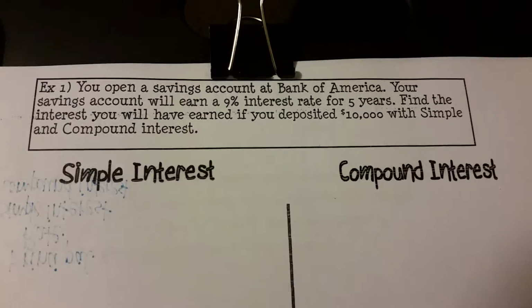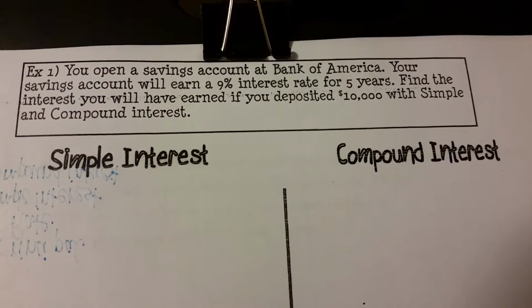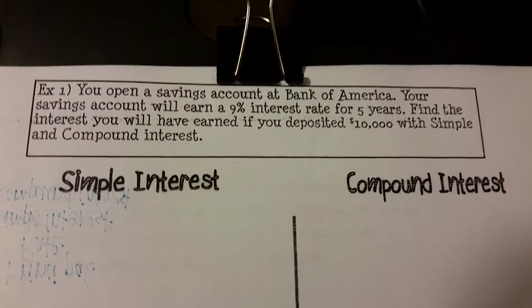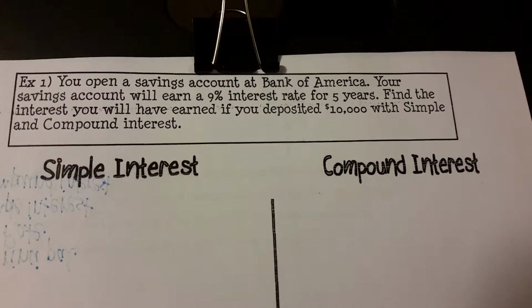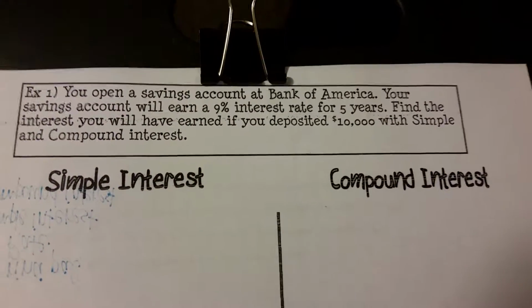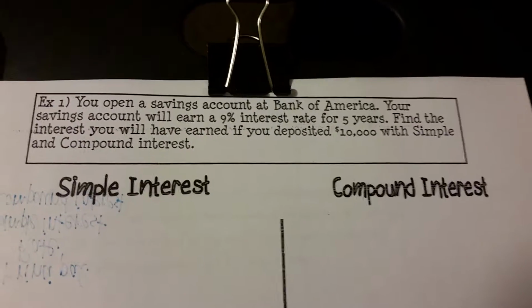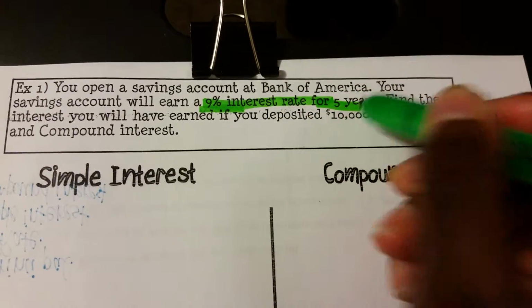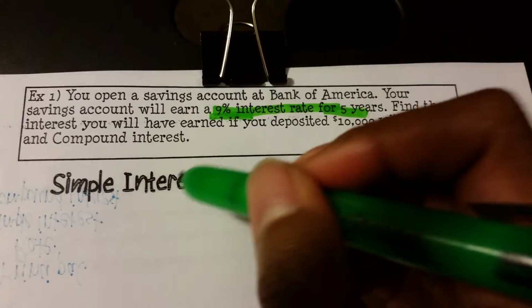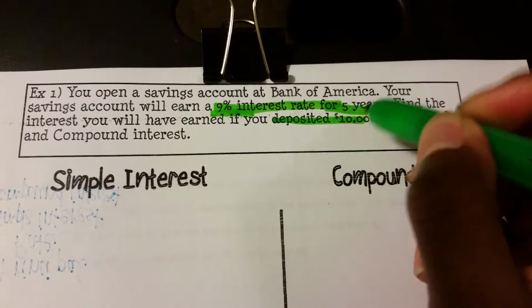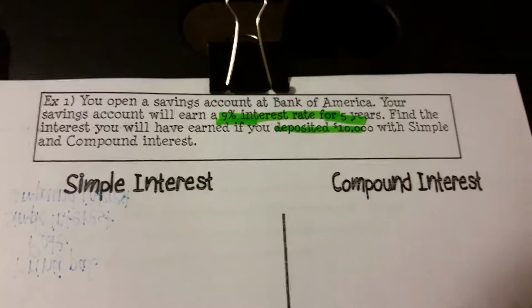Okay, so for this example here, I'm going to use the formula for both, find the simple and the compound interest. Okay, so let's look at this example. It says you open a savings account at Bank of America. Your savings account will earn a 9% interest rate for 5 years. We're going to find the interest you will have earned if you deposit $10,000 with simple and compound interest.